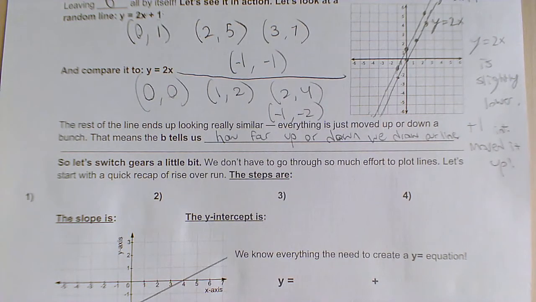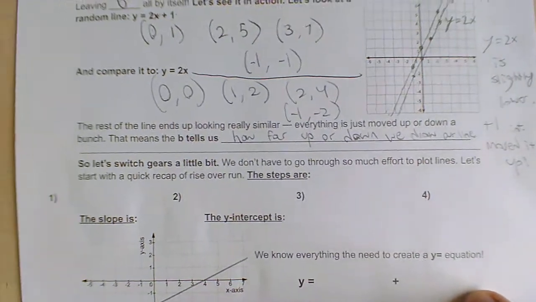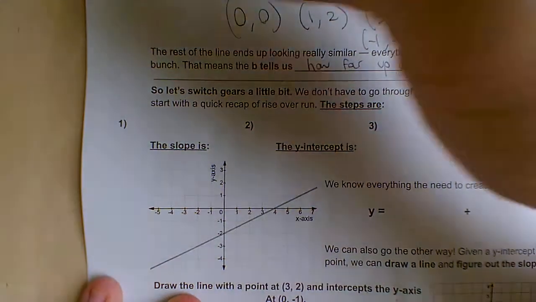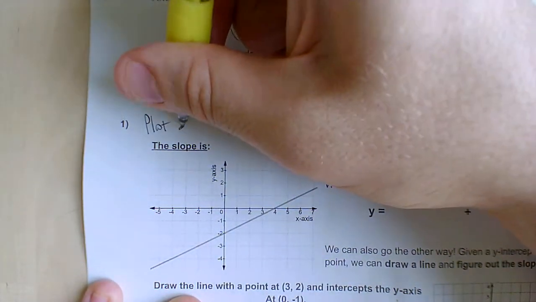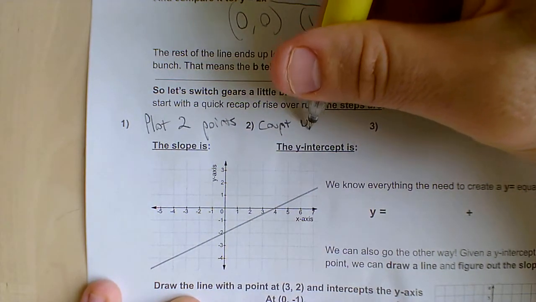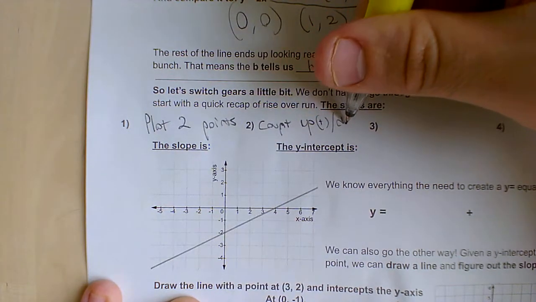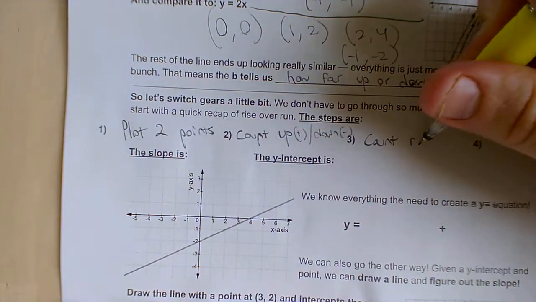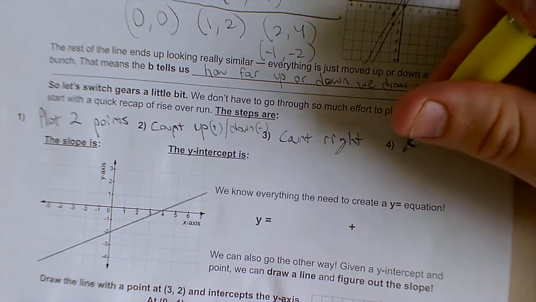We don't have to go through so much effort to plot lines. We can incorporate the y-intercept without too much trouble with just doing our rise over run kind of thing. So let's start with rise over run again. I want to reiterate the steps and show you how to do it. Then we're going to go ahead and actually write out our entire y equals mx plus b equation. So our 4 steps are plot 2 points, count up for a positive slope, or down for a negative slope. Then we want to count right, and then make a fraction.